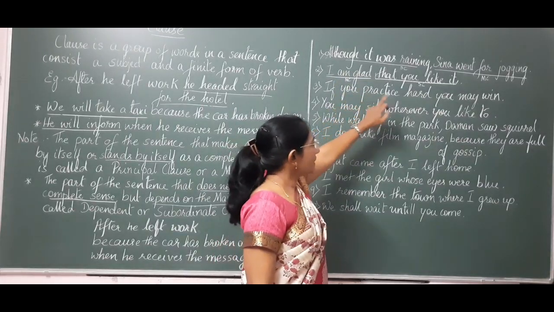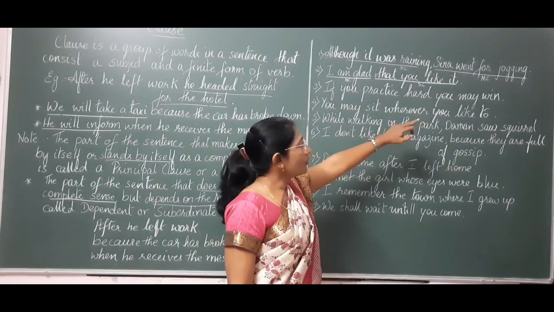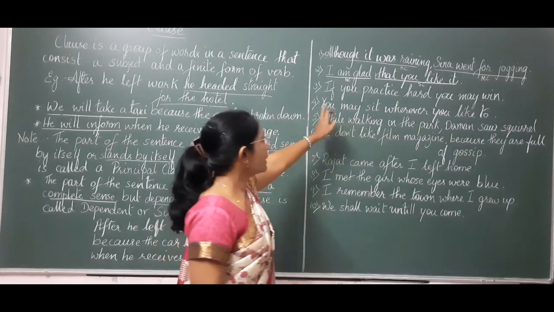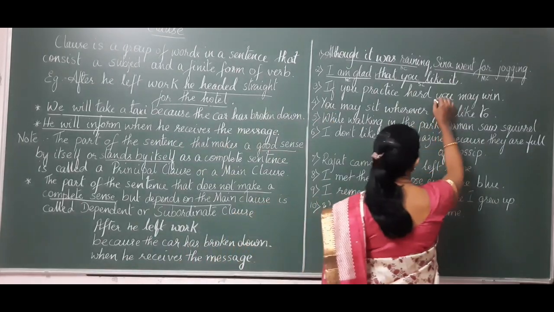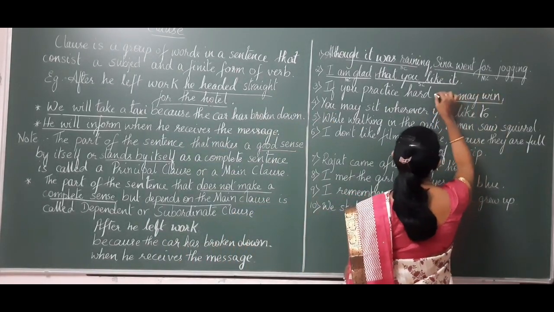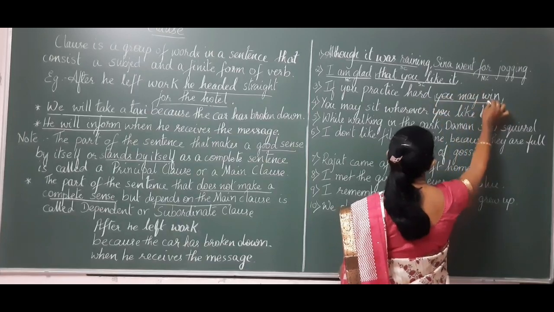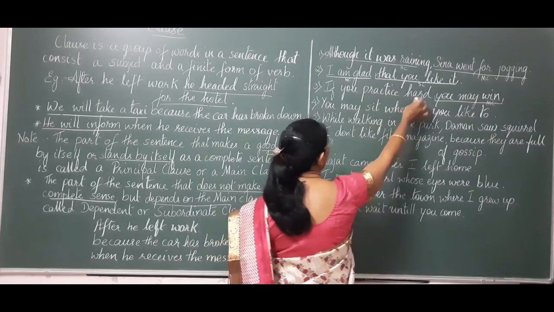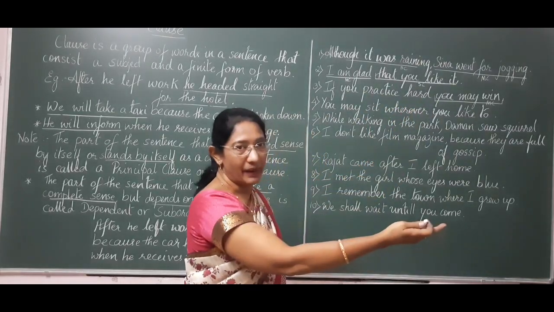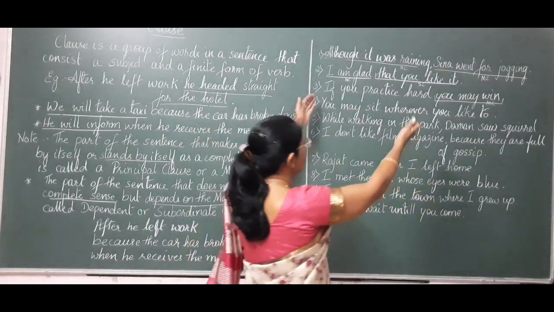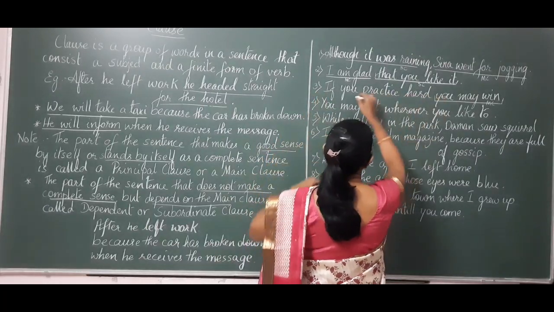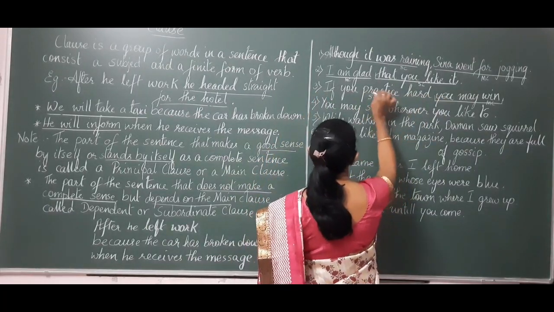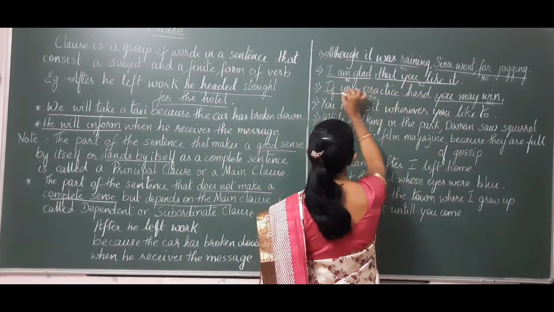If you practice hard, you may win. So here we see "you may win" gives a complete sense and it becomes a main clause, whereas "if you practice hard" is a dependent clause because it does not give a complete sense. So this becomes a subordinate clause.